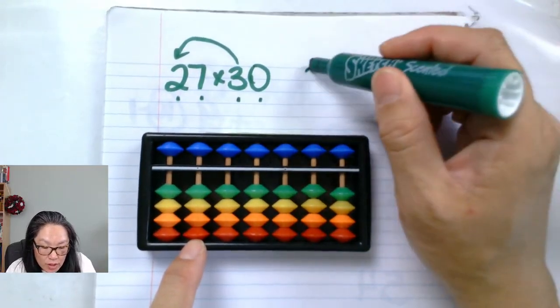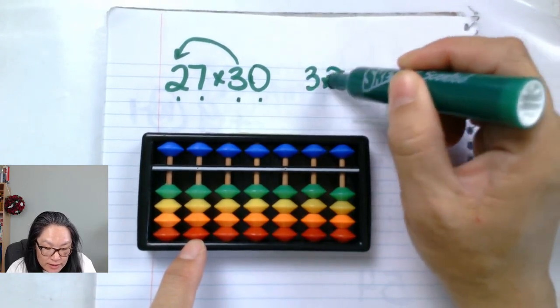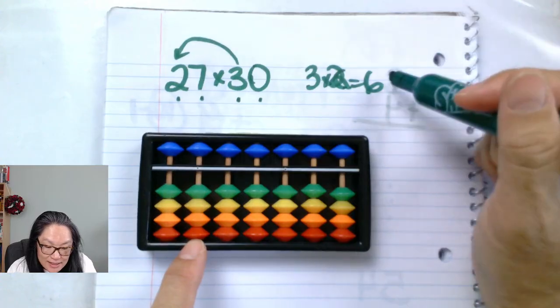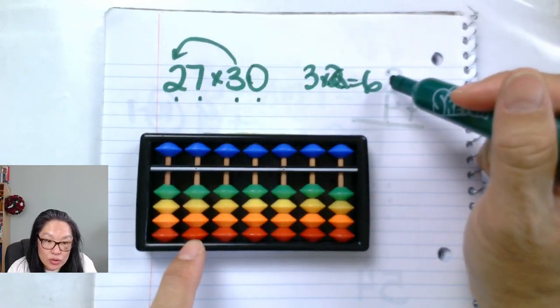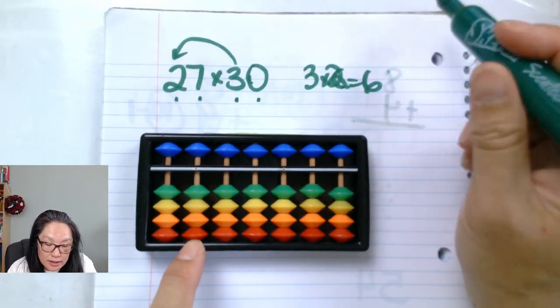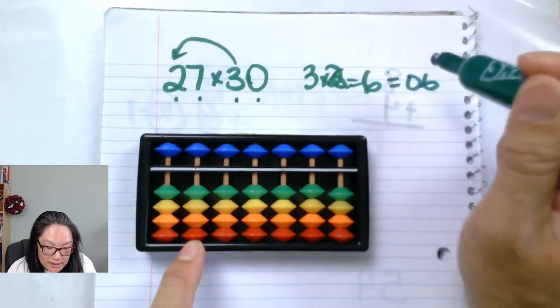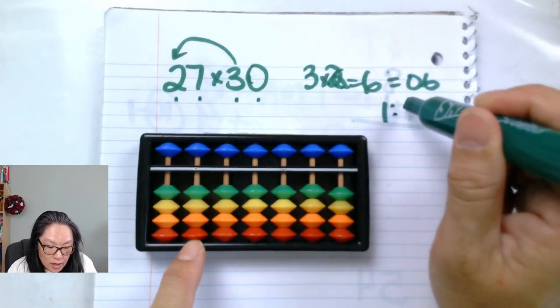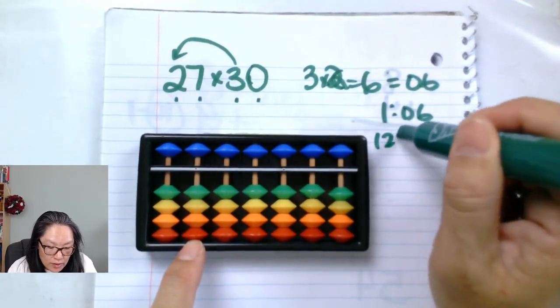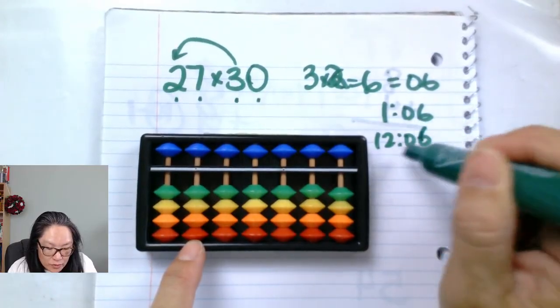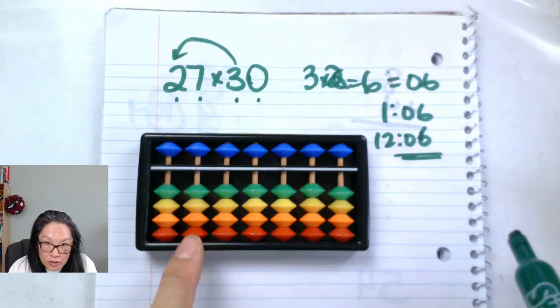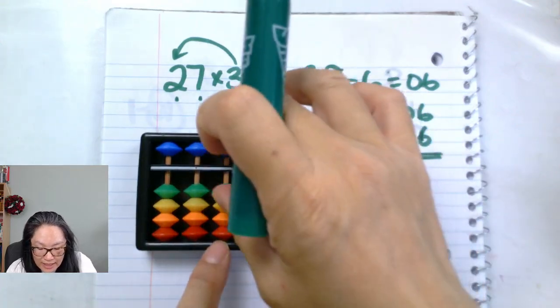3 times 2. We understand 3 times 2 is equal to 6. If we make this into a double digit, it'd be 06, like we do time: 1 o'clock, 1:06, or 12:06. So we're going to do 0, 6. I'm going to add the 6 here.